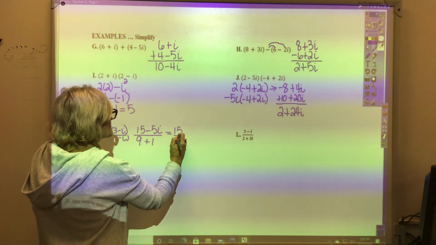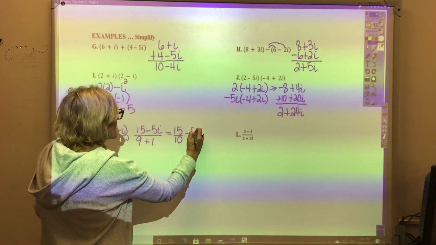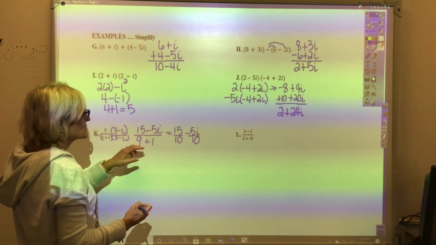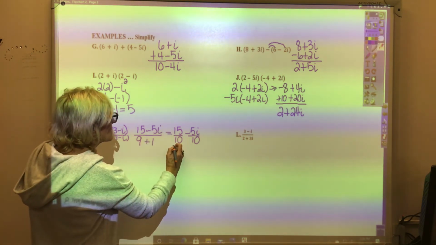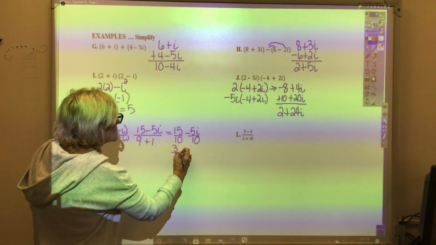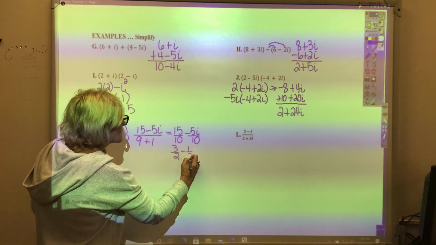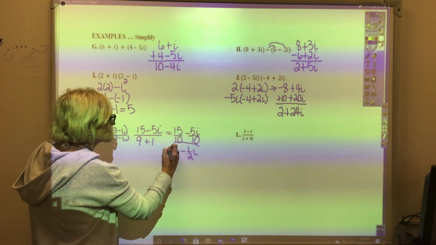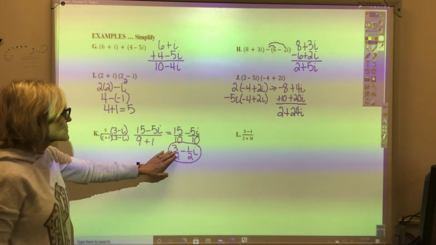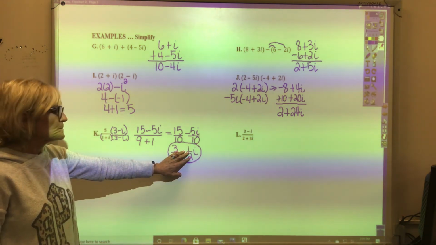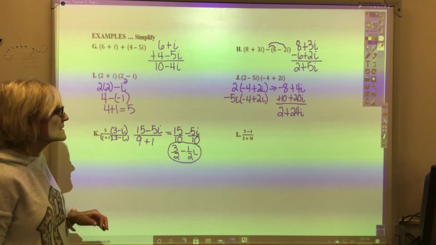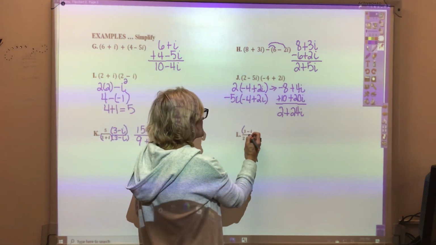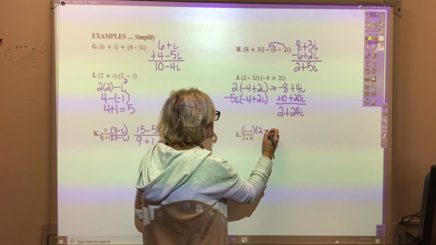We would have 15 over 10 minus 5i over 10. And we would want to reduce these. Those are both divisible by 5, so we would have 3 over 2 minus 1/2 i. Let's just say that that's the preferable form right there, because that gives the real part and the imaginary part. All right, so lastly, the conjugate of 2 plus 3i is 2 minus 3i. So we take and we multiply the top and the bottom by 2 minus 3i.